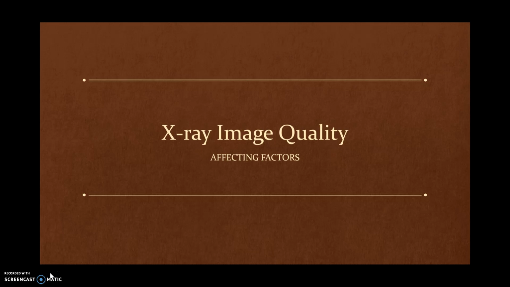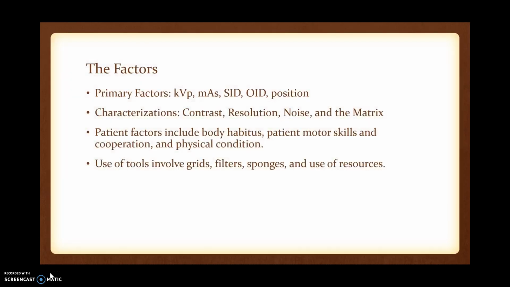It's important for radiographers to know what factors affect our images because it's our job to produce high-quality diagnostic X-ray images. So the factors we're going to talk about are our primary factors, which include the basic KVP, mAs, SID, OID, and position, characterization such as contrast, resolution, noise, and the matrix, patient factors like body habitus, patient motor skills, cooperation, and physical condition, as well as the use of tools, which is basically grids, filters, sponges, etc.